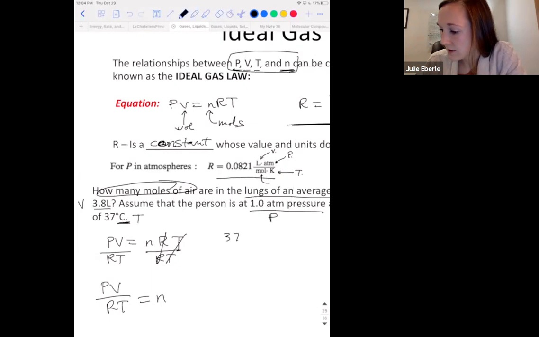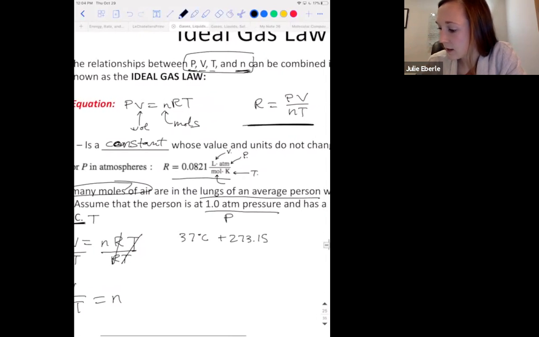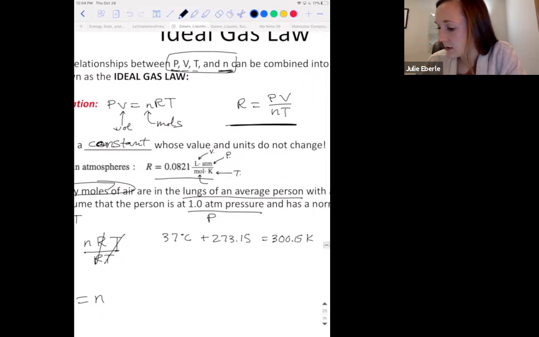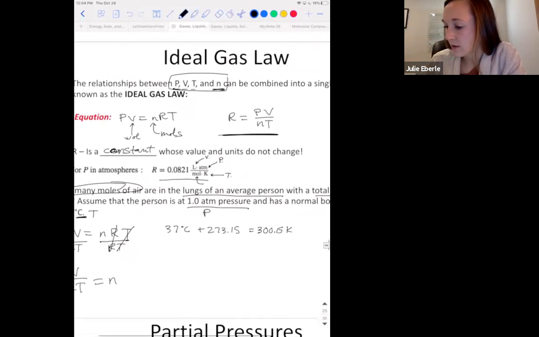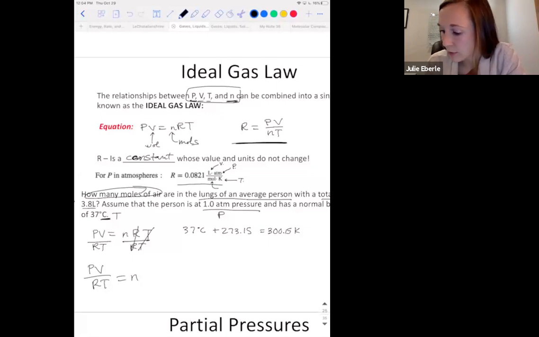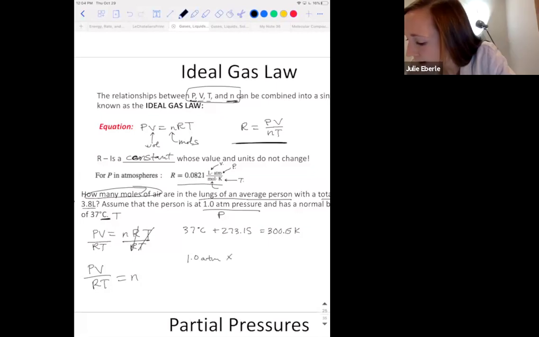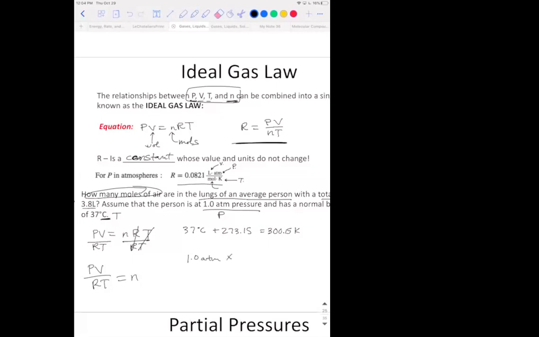So I'm going to take 37 degrees Celsius. I'm going to add 273.15, and I'm going to get my temperature in Kelvin. And I think that is just going to be 300.15. Is that what y'all got? 37 plus 273.15 should be 300.15. Now I have the proper units on everything. I've got liters, ATMs, and Kelvin. So now I can just plug it all in. So let's plug in pressure. That goes first. 1.0 ATM of pressure. I got 310.15 on the temperature. Oh, you're right. If it was 27, it would be 300.15. Thank you, Leah.